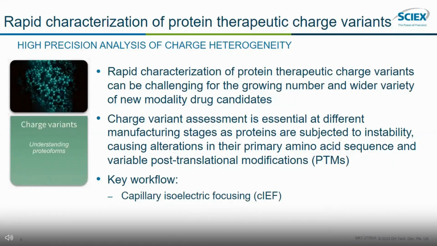To do the charge variance analysis, we will use capillary isoelectric focusing to separate proteins by their differences in isoelectric point for rapid characterization. This CIEF separation consists of 2 steps, focusing and mobilization. Focusing will create this pH gradient across the capillary, and mobilization will move the sample and the pH gradient past the detection window.